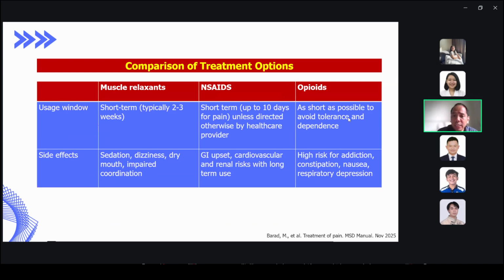For the muscle relaxant, we can typically give that for short term only. That's 2 to 3 weeks. NSAID, short term lang kasi diba of the gastrointestinal, the cardiovascular toxicity. Opioid, we have to give them just not in a chronic use because of the addiction and tawag nito, kanang dependence, no?